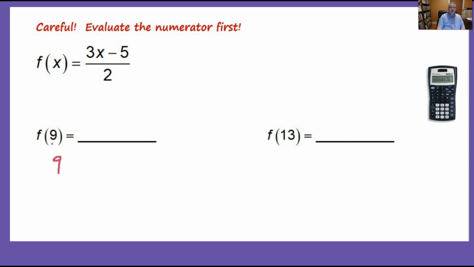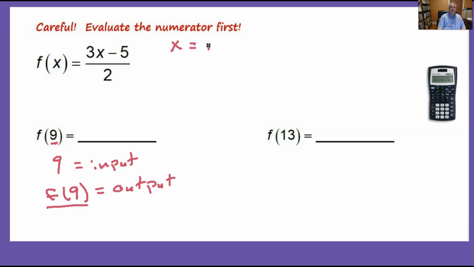So 9, the number inside the parentheses, is the input. And the number we get out, f of 9, that's a symbol for it. That's the output, and we want to figure out what that is. So this whole thing is a symbol for the output when the input is 9. Well, how do we know how to calculate the output? Well, that's what this rule is for.